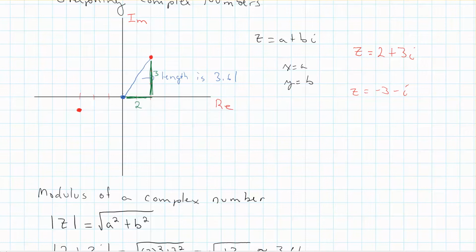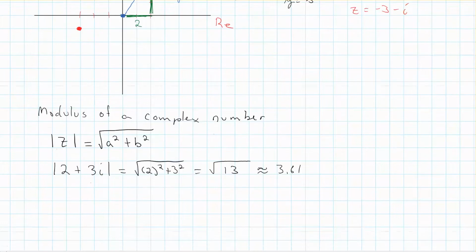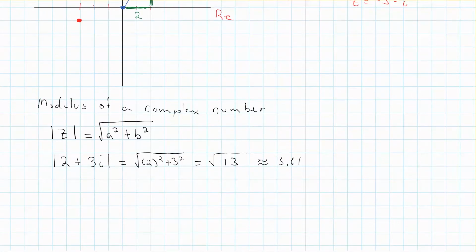So modulus is still talking about a distance. It's talking about a distance from the origin. It's just a different terminology, and it's something you have to be careful with, because this isn't just an absolute value. And so let's do one more quick example here.